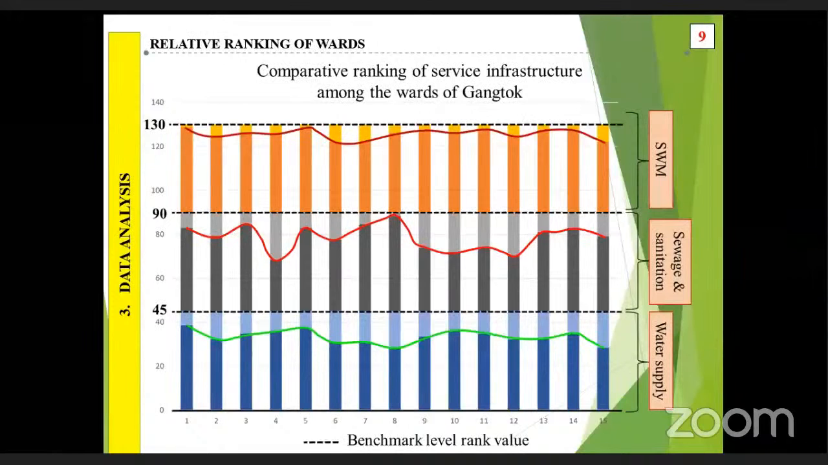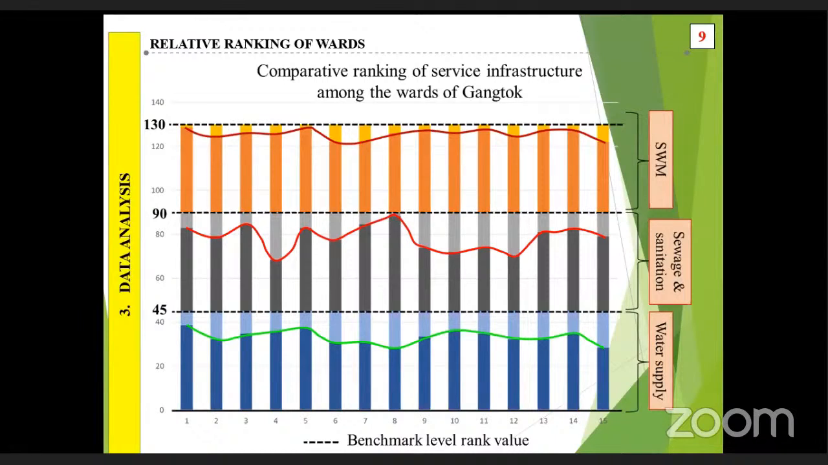All of the existing service level benchmark factors are compared to the recommended level with a relative value of 1 to 5. Extent of reaching the recommendation, like 0 to 20%, is given rank 1, 20 to 40% is 2, 40 to 60% is 3, 60 to 80% is 4, and 80 to 100% is 5. All of these values for each of the infrastructure factors were summed up ward-wise, and a comparative ranking graph is made. As we can see, the central wards, that is ward number 6, 7, 8 and so on, are better in the sanitation aspect.